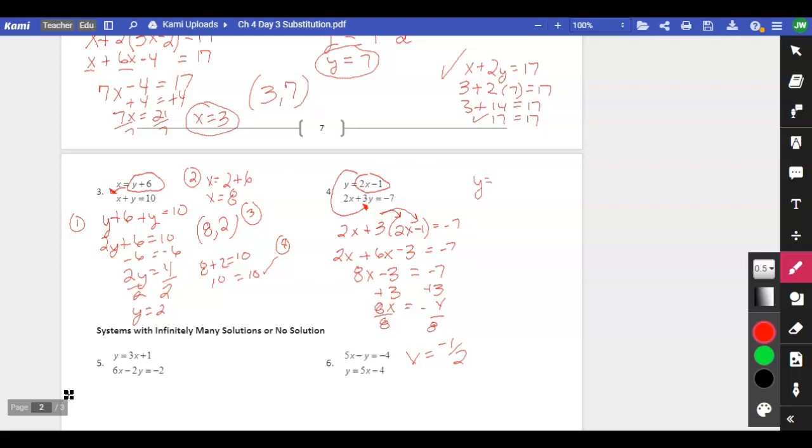So what does y equal? y equals 2 times negative 1/2 minus 1. So 2 times negative 1/2 is negative 1, minus 1. So y equals negative 2. So my ordered pair is negative 1/2, negative 2.